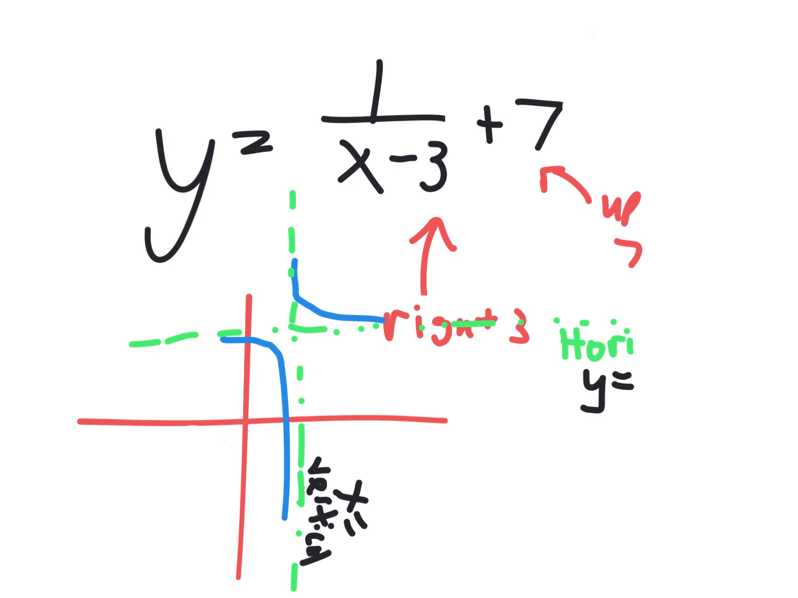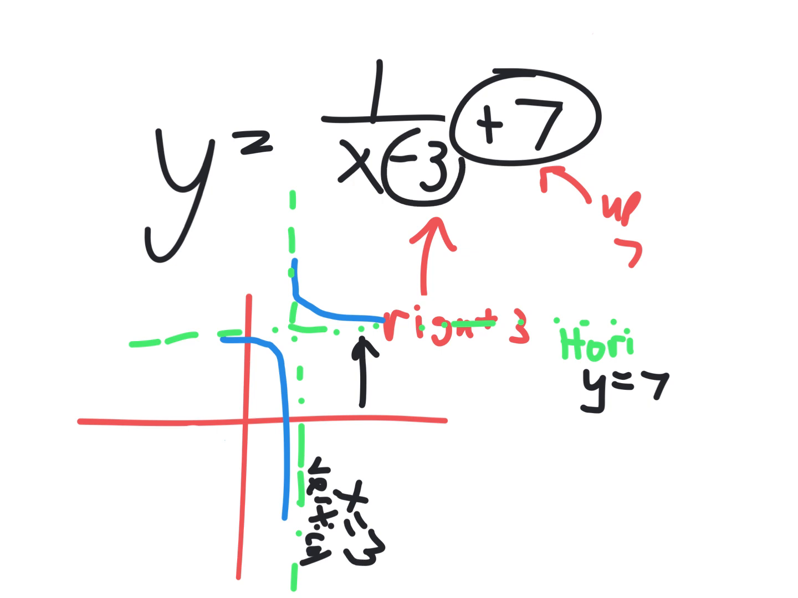Row 1, person 1. That's rare. Today, Sophia, that's you. What's the horizontal one? And that's how much we moved up, and you are correct. We moved up 7, so it's y equals 7. Good. Row 1, person 4, Bontheus, that's you. Vertical asymptote. 3. Yes, because we went to the right 3, and that's how far over we moved, and so, yeah, there we go.